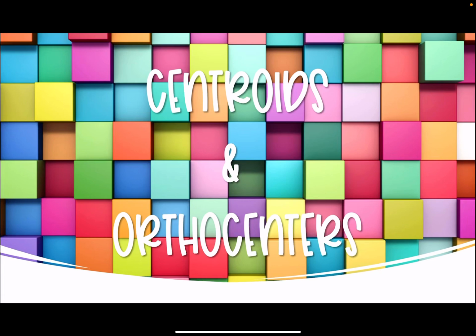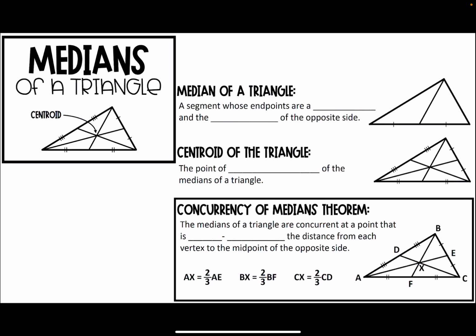So we're going to be talking about centroids and orthocenters today. These are our next two and last two centers of our triangle. So centroids are made from the median of a triangle. Okay, and a median is something that goes from this vertex to the midpoint of the opposite side.